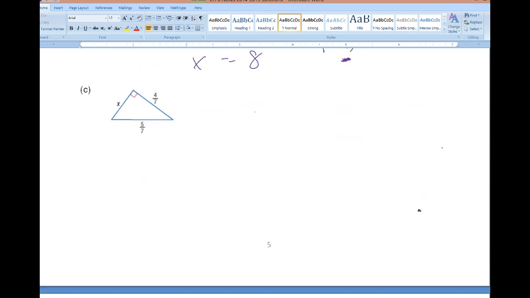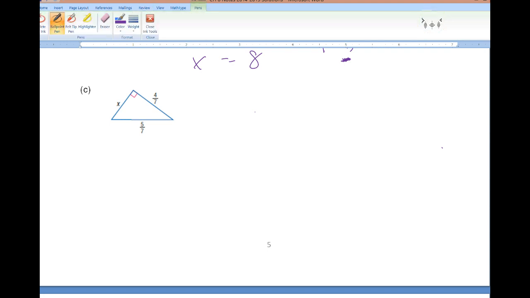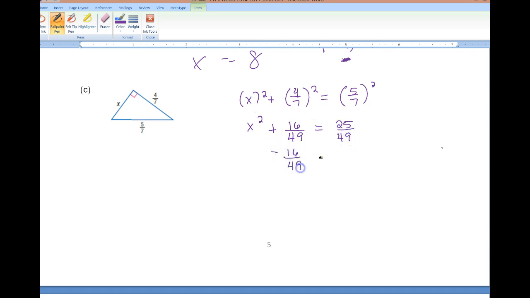So let me do this one real quickly and then maybe on another time. Okay, so I have x squared plus 4/7 squared equals 5/7 squared. So x squared. Now when we square a fraction, we square the numerator and denominator. So it becomes 16 over 49 and 25 over 49. So this is why I said leave it in fraction form. We end up with 9 over 49 when we subtract.